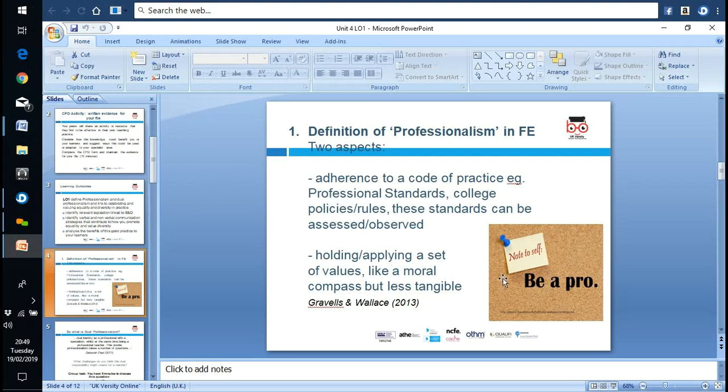So it's holding and applying a set of values, a moral compass, but it's less tangible than that. It's how you actually operate yourself personally. Yeah. I'm trying to think of the word before. It is. It's personal integrity as much as anything else. Yeah, that's the word I was looking for.